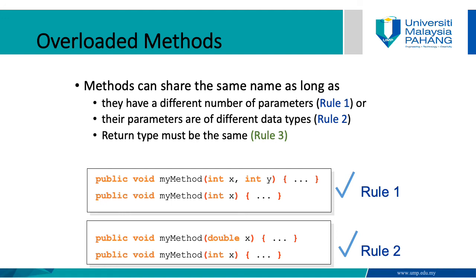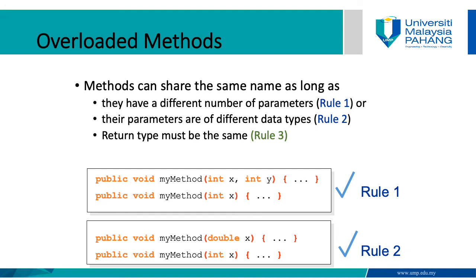So public void myMethod. Okay, the first line, public void myMethod, integer x and integer y. And then the second one, public void myMethod, integer x. So these two methods have a similar name, but they have a different number of parameters. The first one has two parameters, x and y, and the second one only has one parameter.